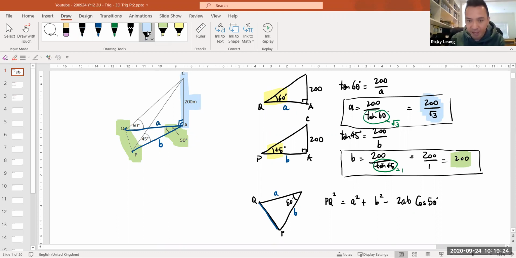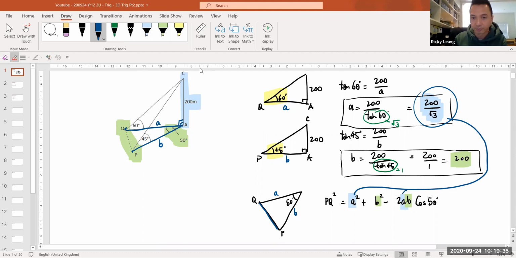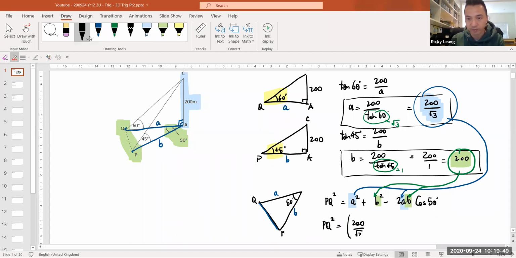So the values of A and the values of B, I would sub into here. So basically this guy here, I'm going to sub that into A, and this 200 value here into B. And then quite simply, it becomes a calculated exercise thereafter. So that's 200 on root 3 squared plus 200 squared minus 2 times 200 on root 3 times 200 times cos 50. So punch that in and make sure you remember to square root that.